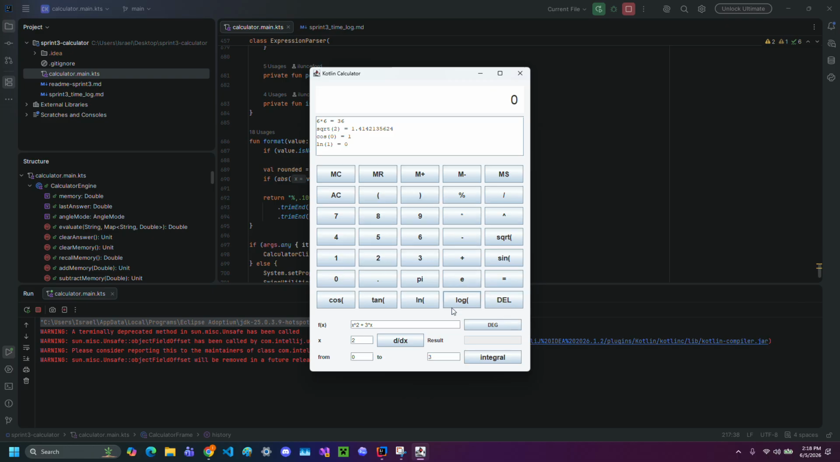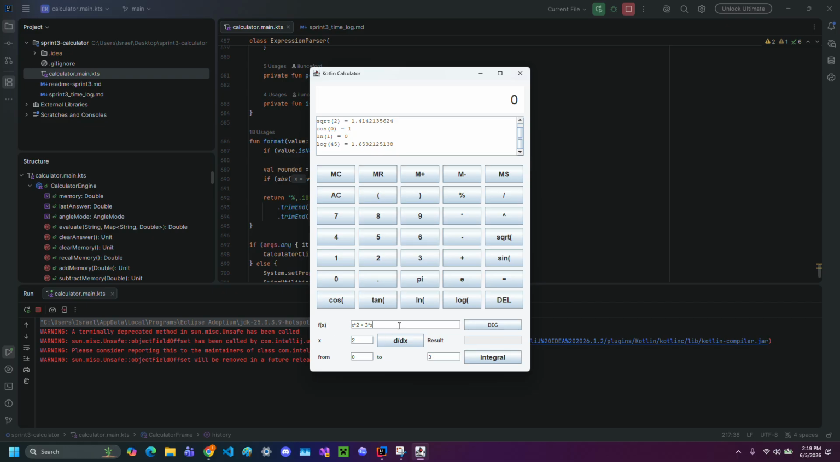So there's that. Log, I'm assuming that it only does log base 10, but you say log base 10 of 45. That gives you this decimal. And then for my stretch challenge, along with the logs and the trigonometry, I built the integral and derivative part of it.